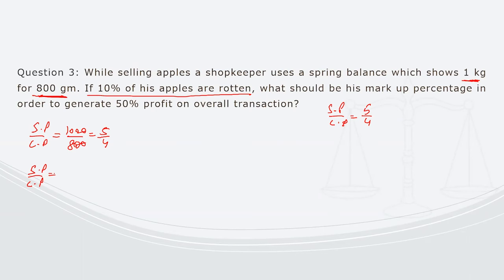That means he will have to sell it at 900 rupees, but his cost was 1,000, right? So 900 by 1,000 is what will be the value over here in this particular transaction. That's going to be 9 by 10. So I'm simply going to multiply this by 9 by 10.